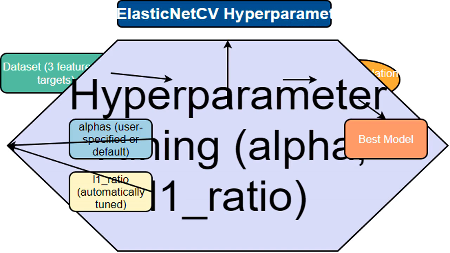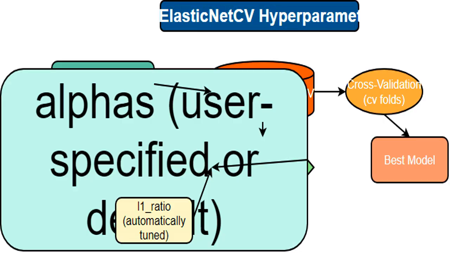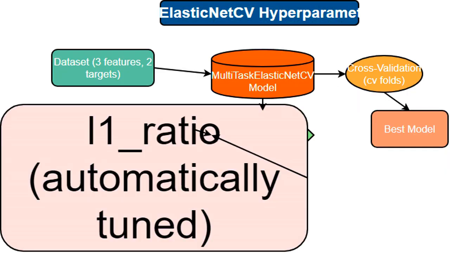Alpha controls the strength of regularization to prevent overfitting, and L1 ratio determines the balance between lasso and ridge regularization within the elastic net. Finding these optimal values is crucial for model performance. I can either provide a range of alpha values to try, or let the model use a default range. I'm trying different alpha values to see which one makes my model perform best. The model automatically searches for the best L1 ratio through cross-validation. I don't need to specify values here, because the model will do that for me.